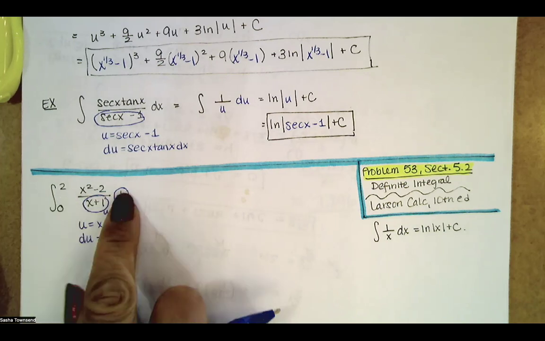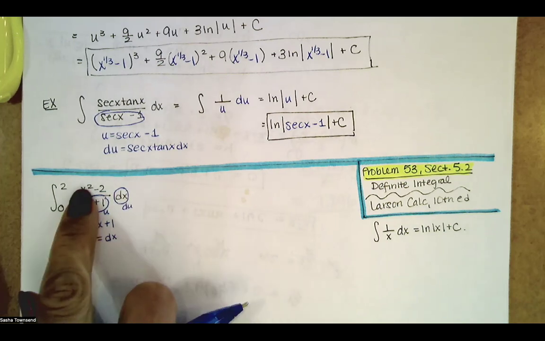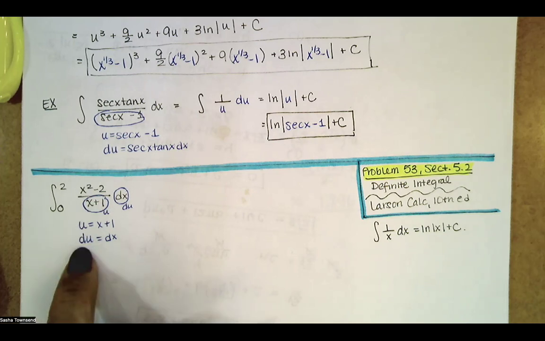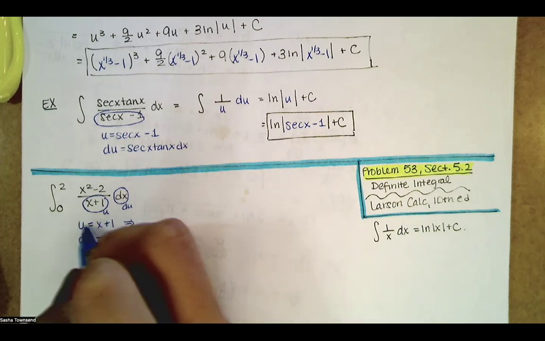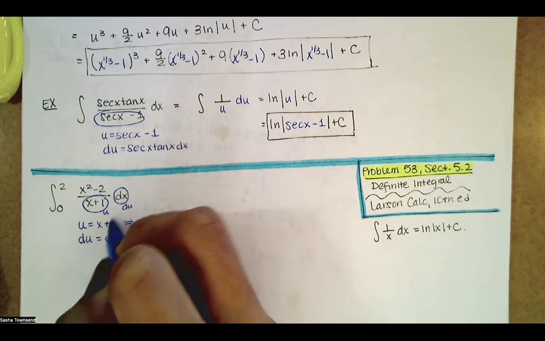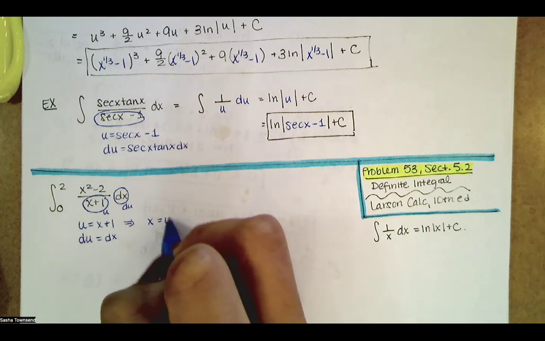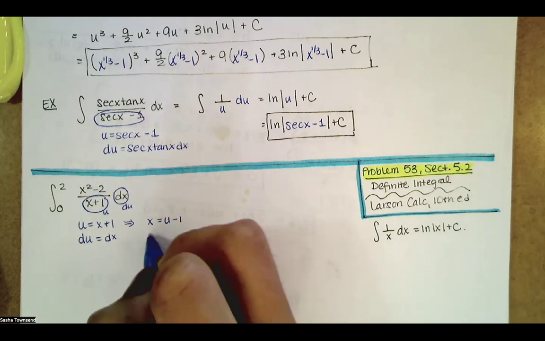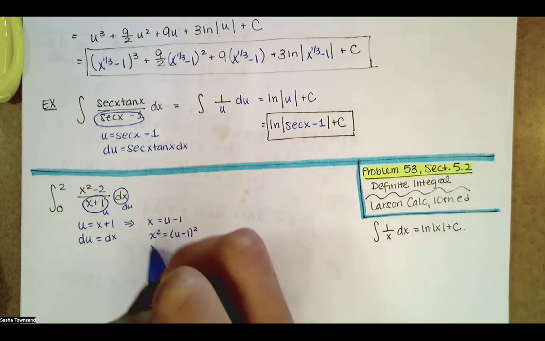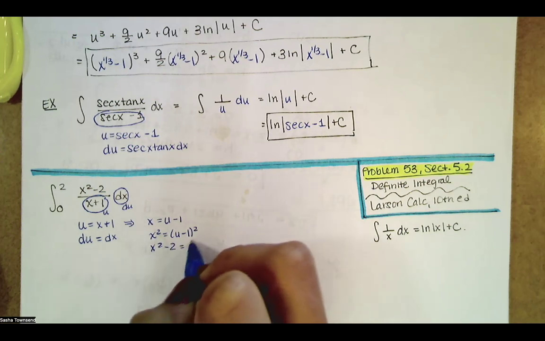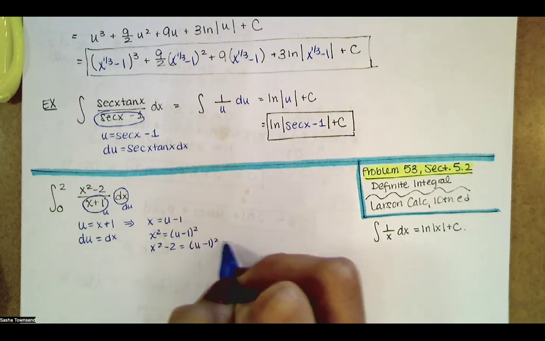So this is our u, and this is du. So I can rewrite this entire integral in terms of u, provided that I can write that x squared minus 2 in terms of u. Well, that's relatively easy to do. All you have to do is solve this for x. By subtracting 1 from both sides, we have x is equal to u minus 1. Then x squared would be u minus 1 squared, and x squared minus 2 is u minus 1 squared minus 2.